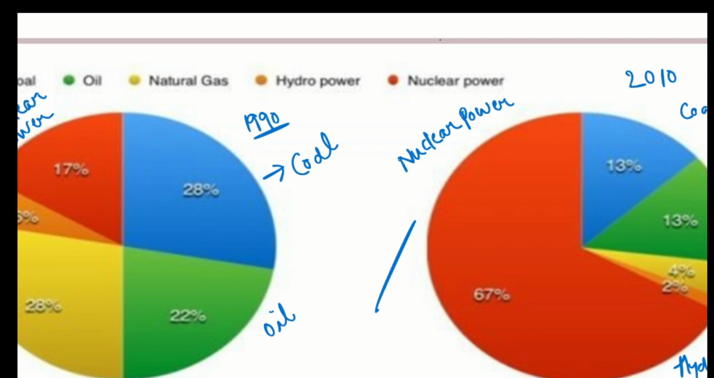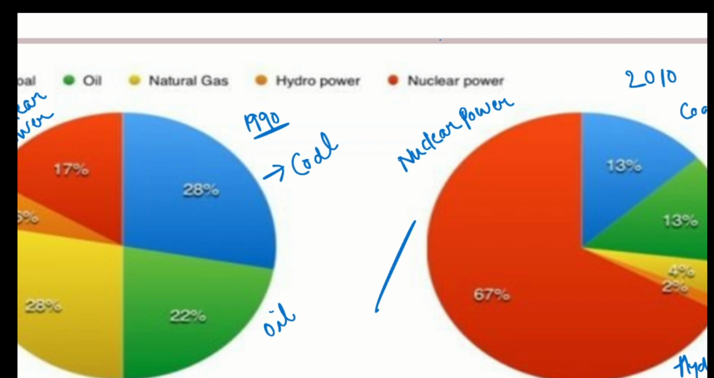This is the main analysis of the whole 2 pie charts. In the first pie chart, coal and natural gas consist of the same percentage. Then there is oil, and then there is nuclear power and hydropower. And in 2010, 67% is nuclear power. The major part of the pie chart is nuclear power, and then there is coal, oil, natural gas, and the last one is hydropower. So we have analyzed the whole pie chart.